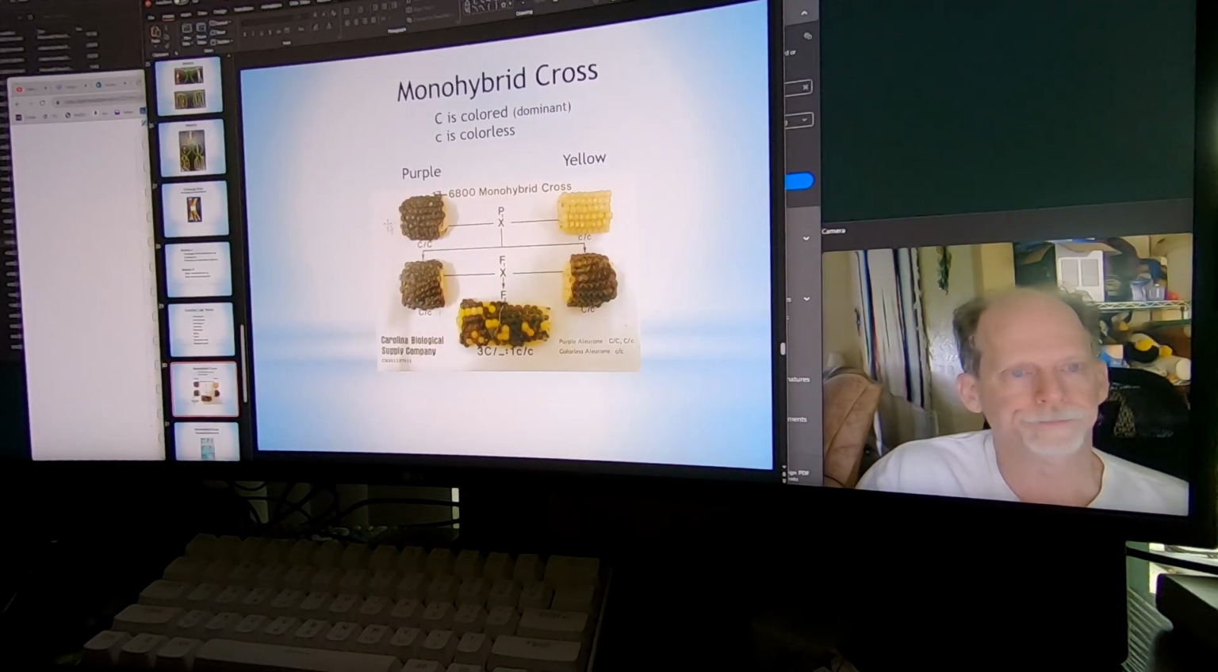Now there are 2 corn models. These are corn on the cob, and they're helping us to learn about meiosis. The top 2 here are P1, these 2 are F1, and the bottom would be what the corn would look like under the F2. This is showing phenotypes. At the bottom, you see purple aleurone and colorless aleurone.